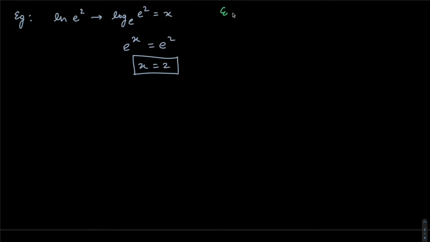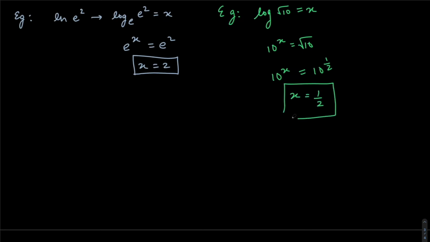Let me change the color. Let's take another example right here. So we have log base 10, I'm just going to write log. Just a simple log means log base 10. So log of, let's say, square root of 10 is equal to x. Obviously, I know this is log base 10, so I can write 10 raised to the power x is equal to square root of 10. We all know that square root is basically raised to the power half. So x is equal to half, like this. So that's how it is.